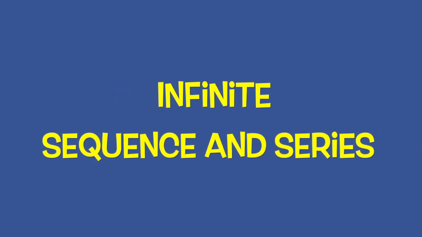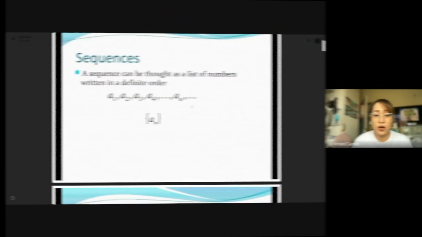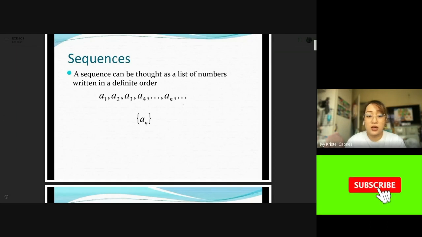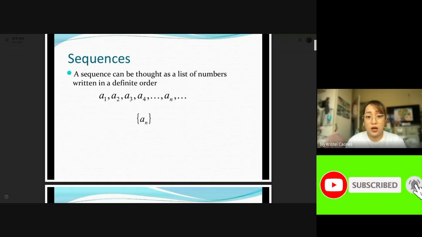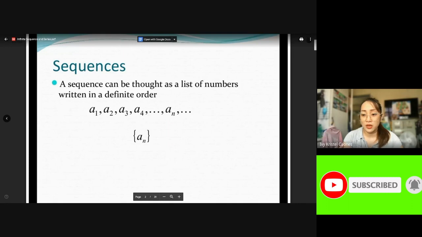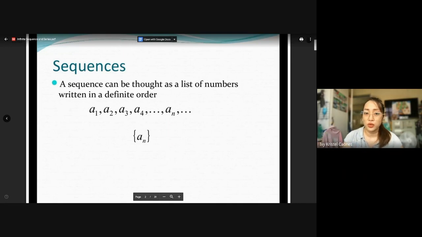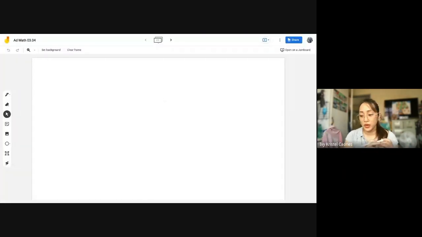Infinite sequence and series. A sequence can be thought of as a list of numbers written in a definite order. There will be an equation, then you are going to look for the succeeding values' pattern. For example, let's say a sub n is equal to 2n, and let n go to infinity. That means you are going to give the value of your a sub n as n approaches infinity.